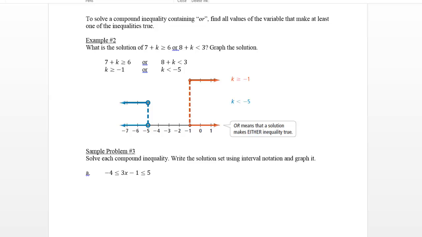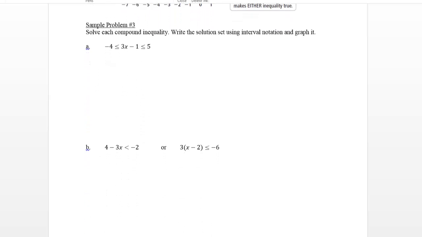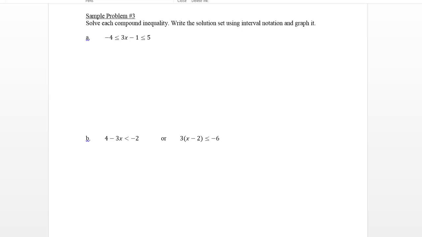And so if you recognize that the "and" tends to create this range-bound interval, and the "or" statement tends to create two solutions going in opposite directions to positive and negative infinity, you can quickly identify what type of compound inequality you're looking at. So, alright, let's go down and use those examples to help us solve sample problem number 3. Go ahead and take a moment to finish that and come back and take a look at the solution.